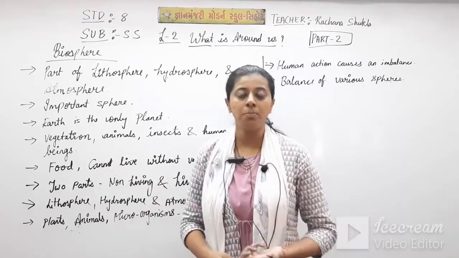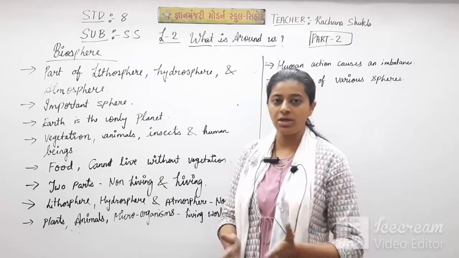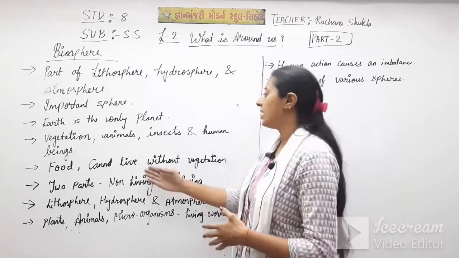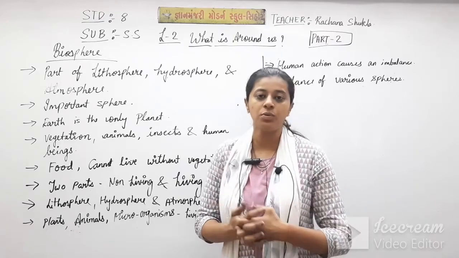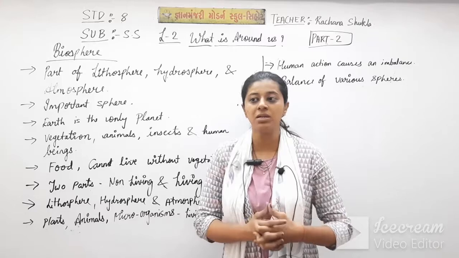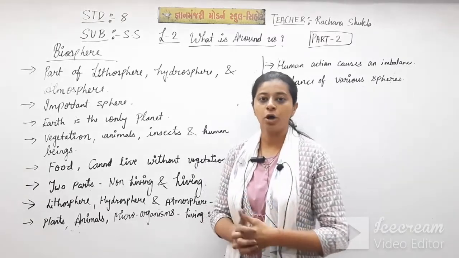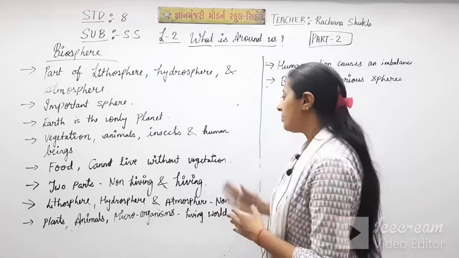Food, the main component for sustaining life, is grown only in biosphere. Then we cannot live without vegetation. Yes, of course, we cannot live without vegetation and animals also, because we get milk, the main source of food, from animals, and those animals live in biosphere.